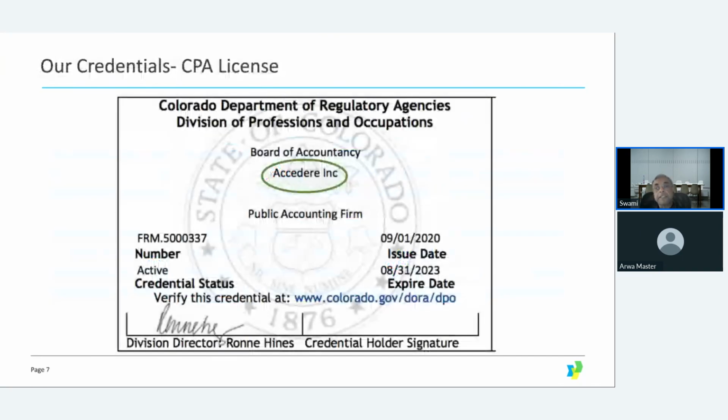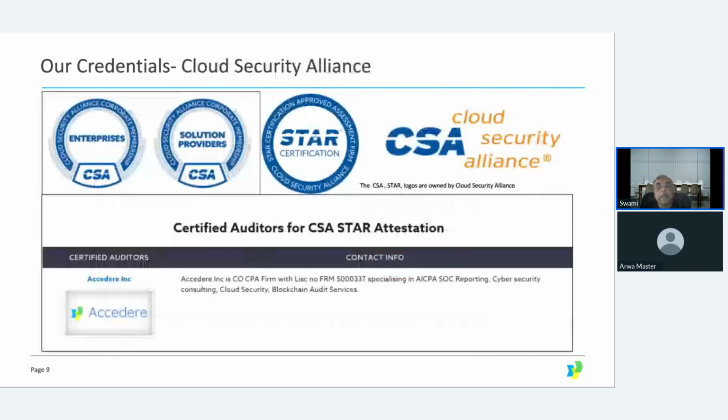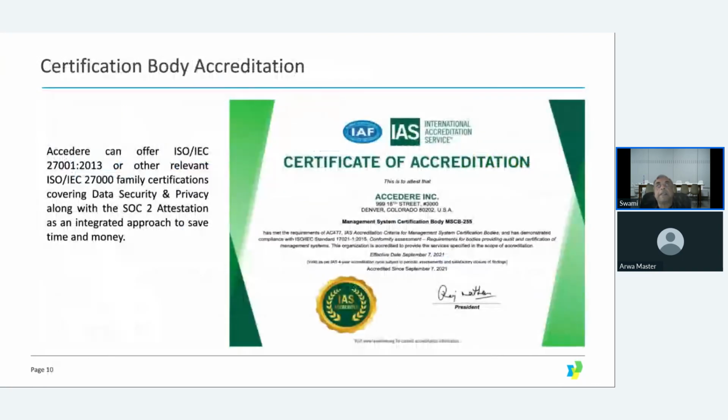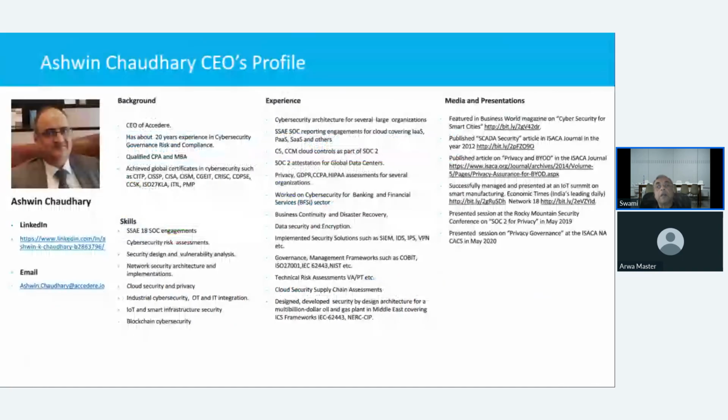These are our credentials for being a CPA firm, and this is the credential for being listed with PCAOB as an auditor, and this is a credential for being an auditor listed with CSA, Cloud Security Alliance, for conducting STAR level 1, 2, 3 assessments and certifications also. We are a certification body accredited by IAS, International Accreditation Services. And also this is the credential for our listing with CERT-In, where we can conduct vulnerability assessment and penetration testing for all your website applications, network, and other aspects of it. We also can conduct a lot of trainings on these areas, VAPT and other areas.